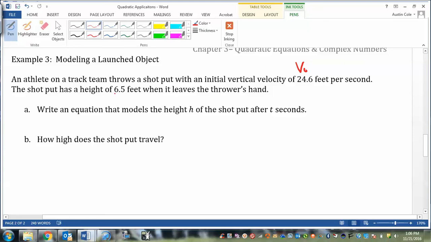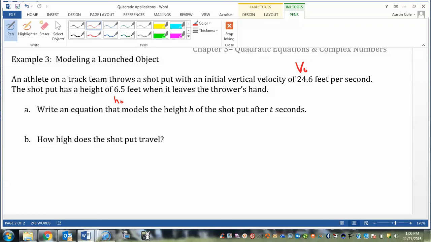Okay, and then this is my initial height, because when it leaves the thrower's hand, that must be 6.5 feet off the ground. Which makes sense. People are usually in between 5 and 6 feet. That makes sense.